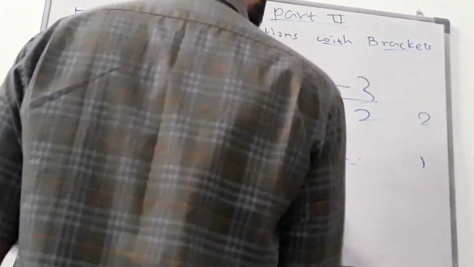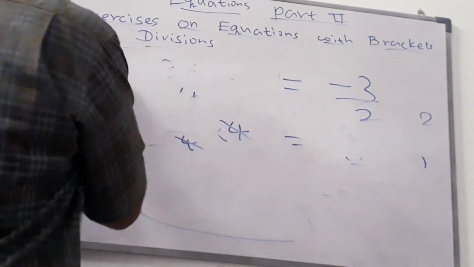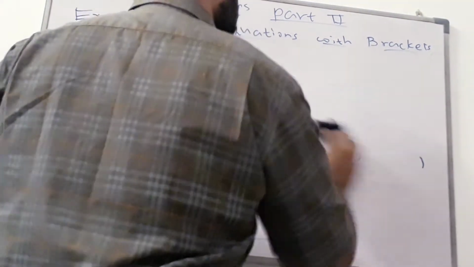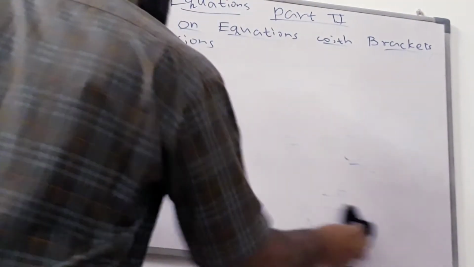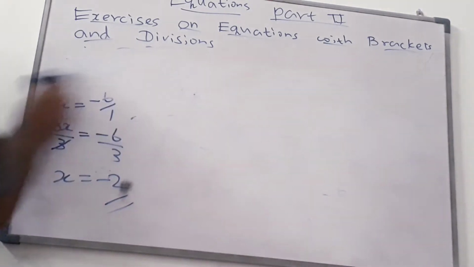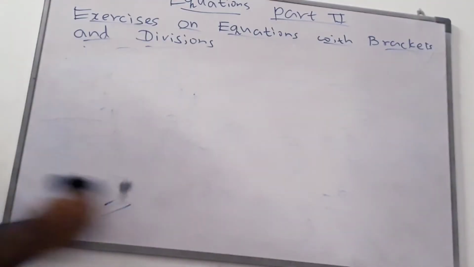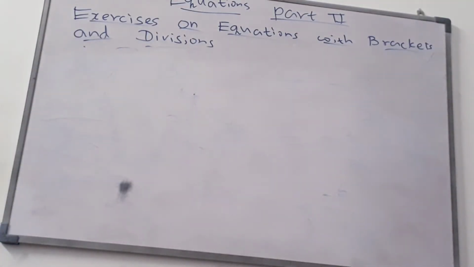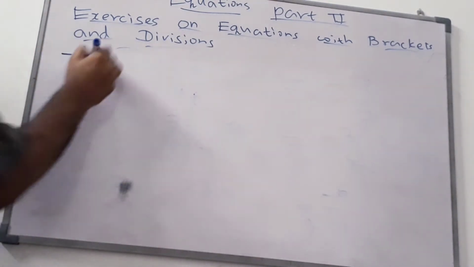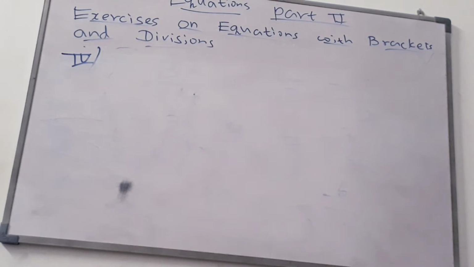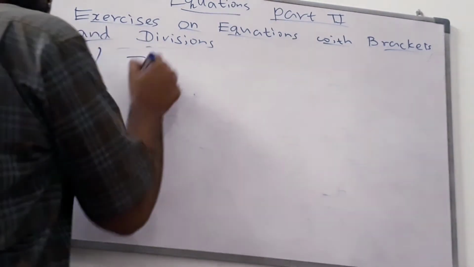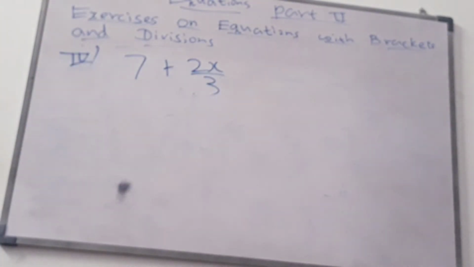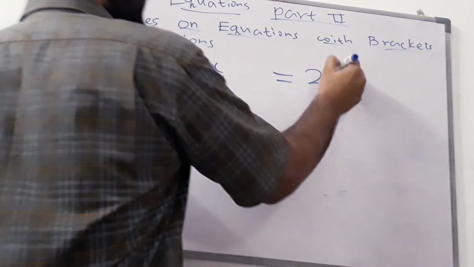Fourth question. 7 plus 2x over 3 equals 21.